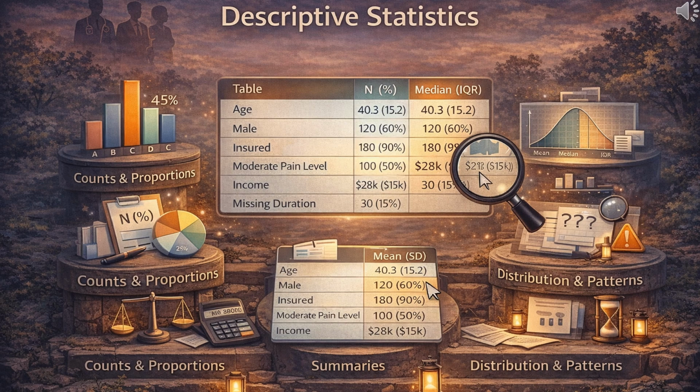Another useful subgroup type is time period, such as year or quarter, which supports trend interpretation. The goal is to choose subgroup definitions that map to plausible differences in the real world and to the decisions your audience needs to make.